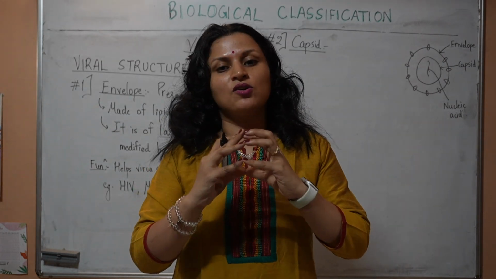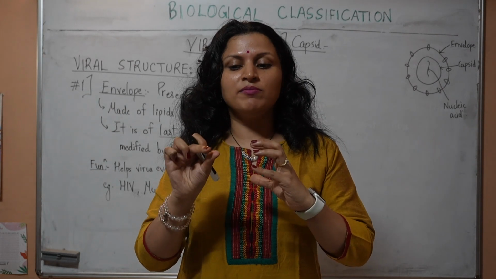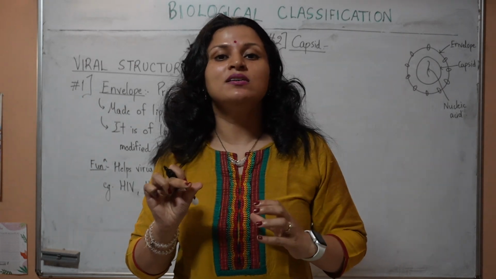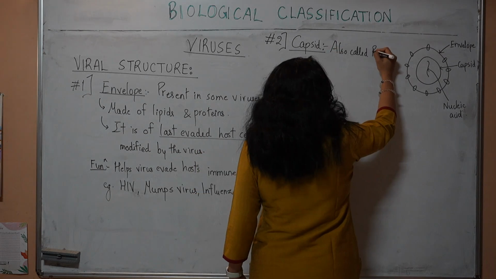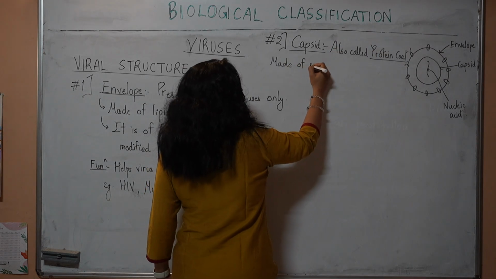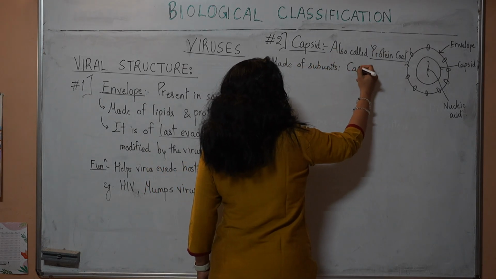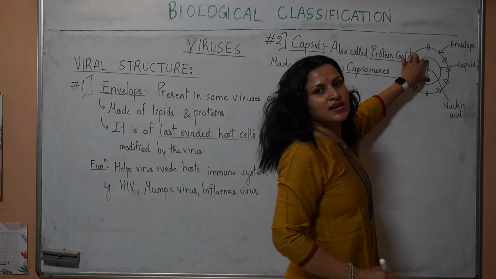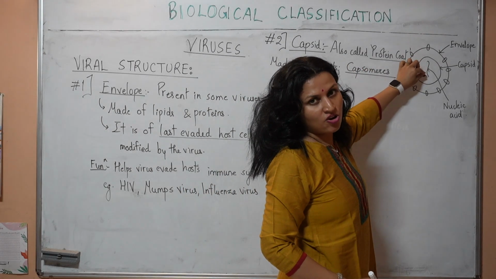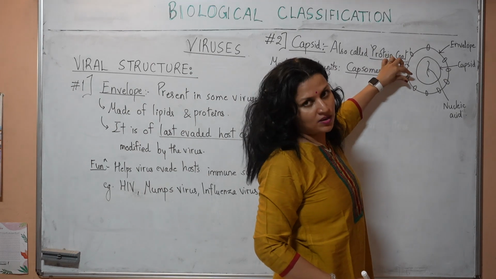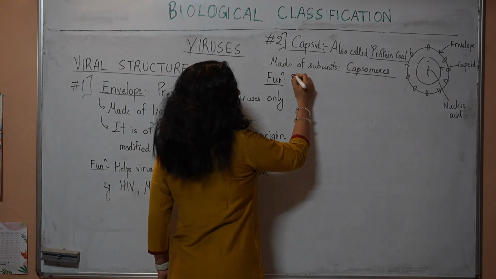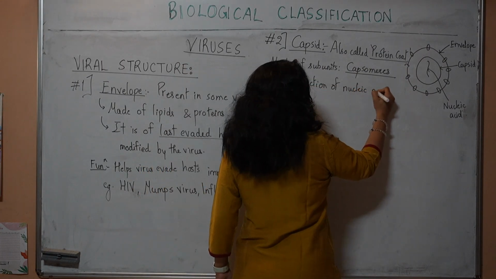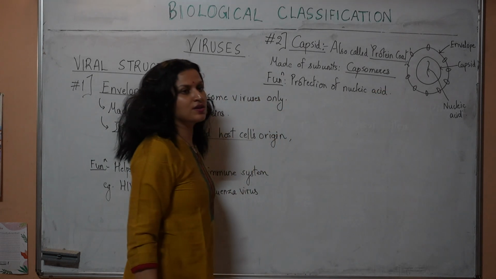This protein coat is called the capsid, and the individual members are called capsomeres. It's also called a protein coat made of subunits which are called capsomeres. So the nucleic acid that is present inside will have the gene for the production of that capsomere. Primary function: protection of nucleic acid is why it is present around the nucleic acid.